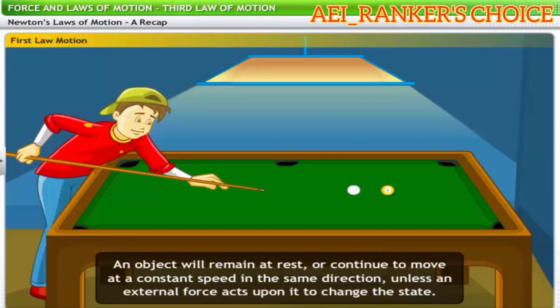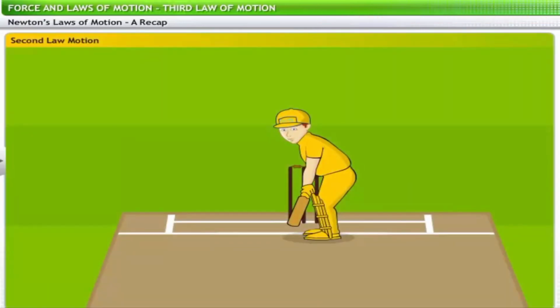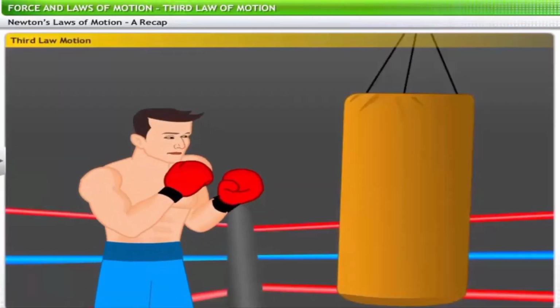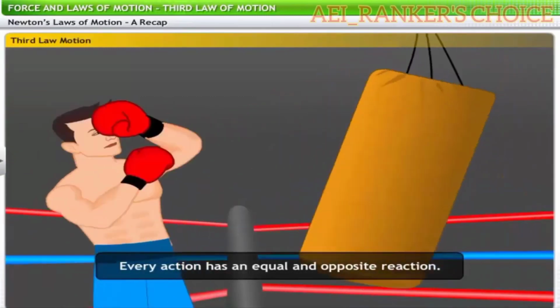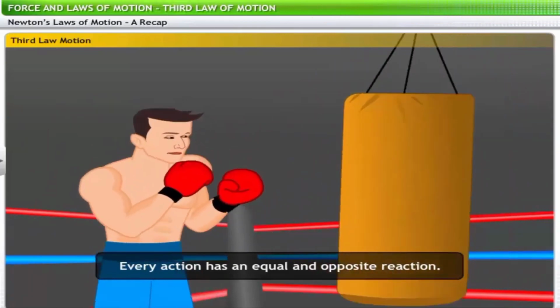Newton's first law of motion gives the concept of force. The second law states that the rate of change of momentum of an object is proportional to the applied force and takes place in the same direction as that of the applied force. Newton's second law of motion gives the measurement of force. The third law states that every action has an equal and opposite reaction. Newton's third law of motion gives the application of force.